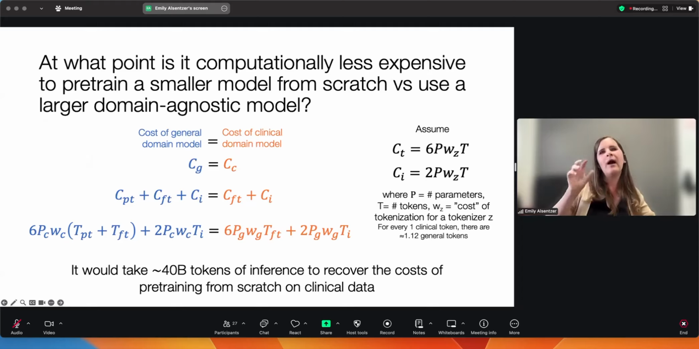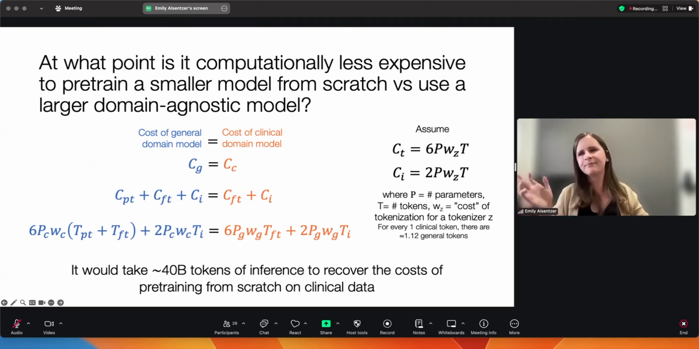to look at, at what point is it computationally less expensive to pre-train a smaller model from scratch versus use a larger domain agnostic model. Turns out if you do these calculations and make these assumptions, it'd take about 40 billion tokens of inference to recover the cost of pre-training from scratch on clinical data. But for reference, using the University of Florida Health as a baseline, it records around 15 billion tokens per year.